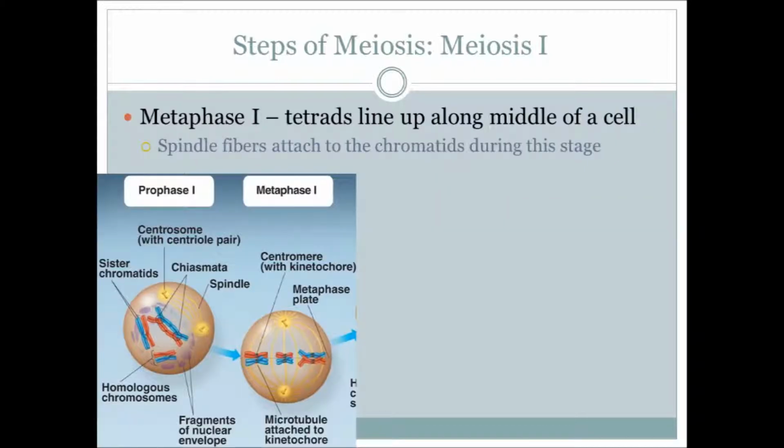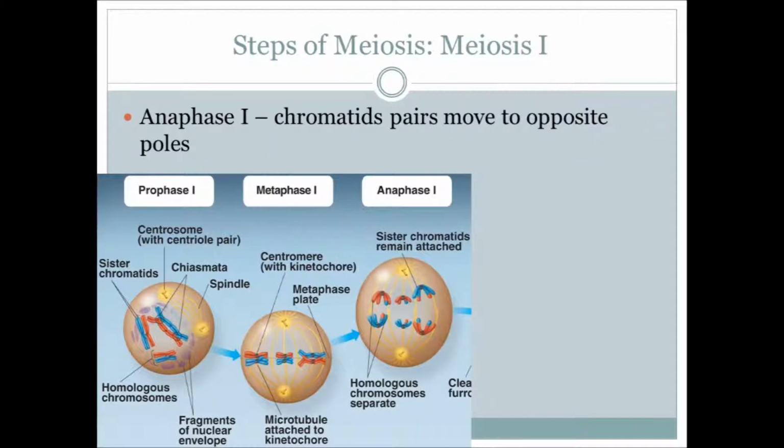Next, we have metaphase 1. In this stage of meiosis 1, the tetrads line up along the middle of the cell. Spindle fibers are also reaching out and attaching to the homologous chromosomes at the centromere during this stage. In anaphase 1, sister chromatids remain attached to one another and move to opposite poles because the spindle fibers pull them to these opposite poles. In this case, the homologous chromosomes are separating.